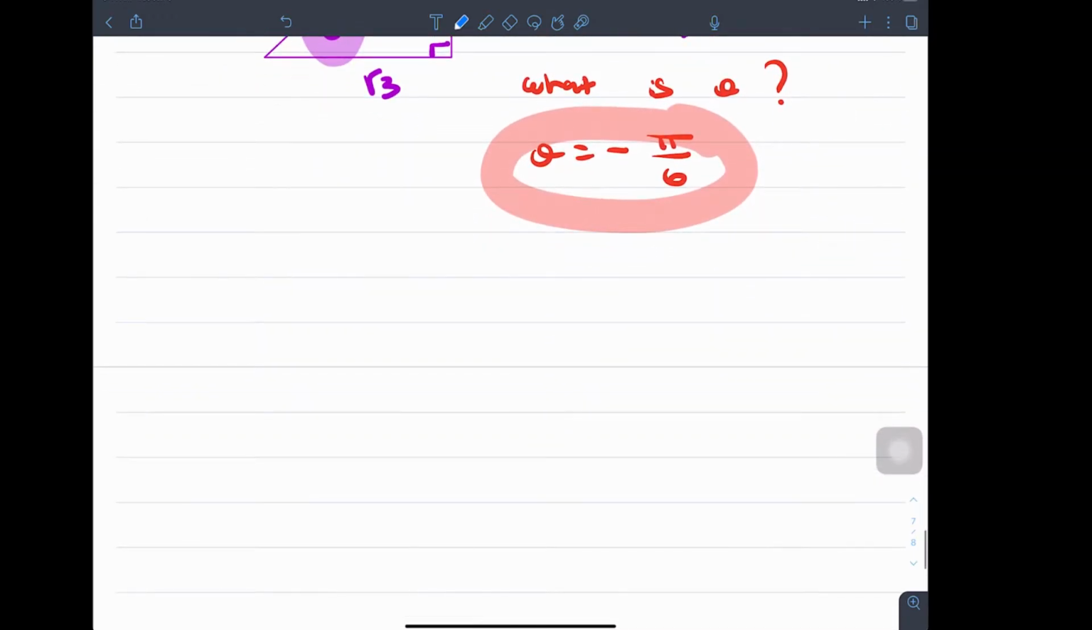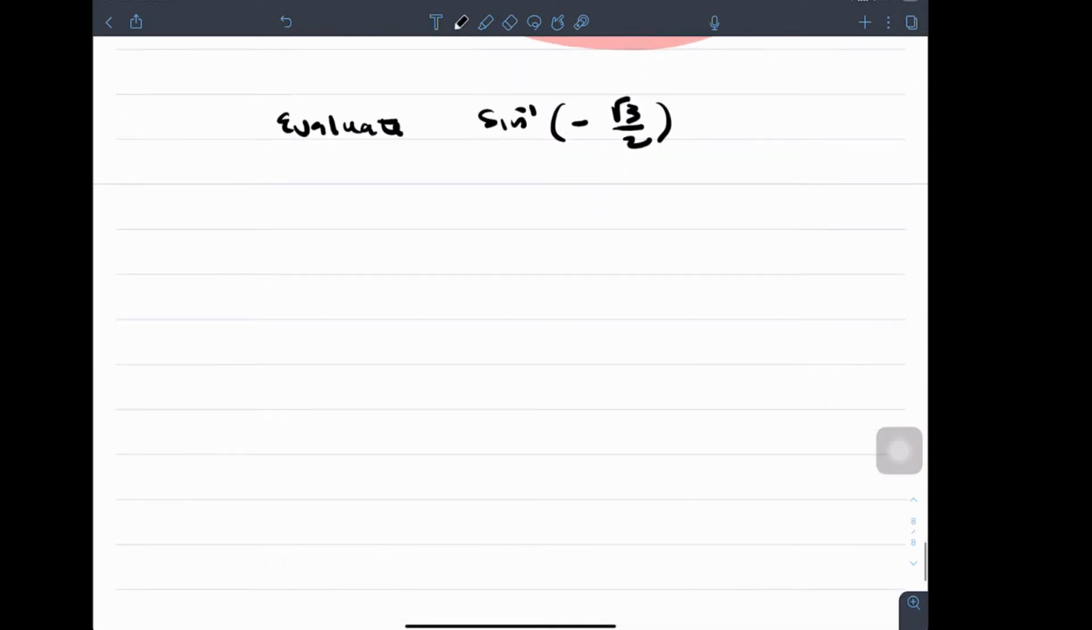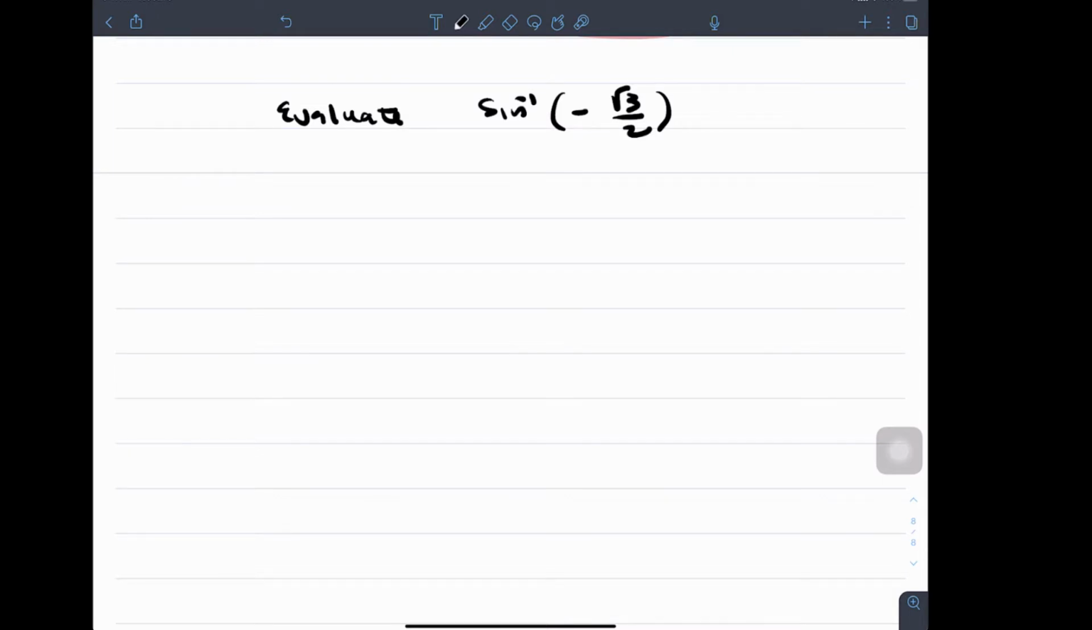Okay? Easy breezy, lemon squeezy. Should I have you guys try 1 or 2? Or how about this? We could try it together. They want us to evaluate now what? Inverse sine of, how about this? Negative square root of 3 over 2. These are kind of the hard ones, I would say.